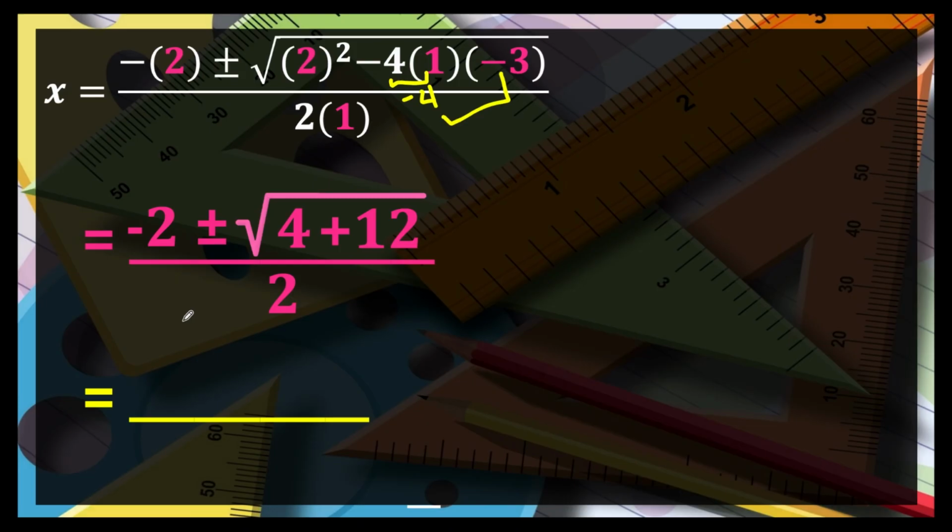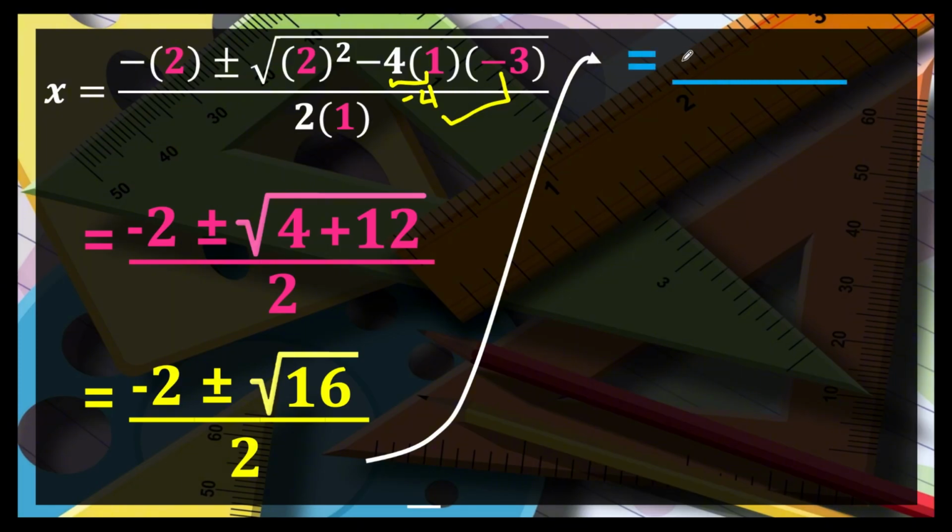Next, copy negative 2, copy plus minus, copy square root. Ang i-simplify natin ito muna. So, 4 plus 12 is 16 all over 2. Ayan, di ba madali lang naman kasi nga mag-solve lang tayo unti-unti. So, continue ko dito. Copy lang ulit si negative 2.